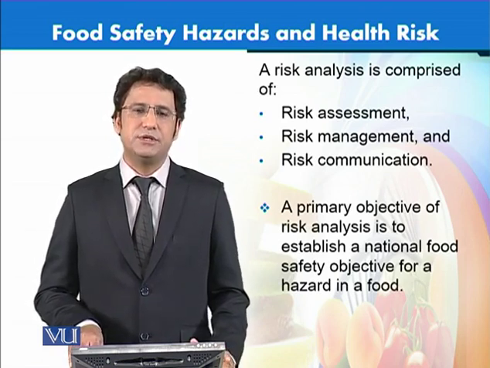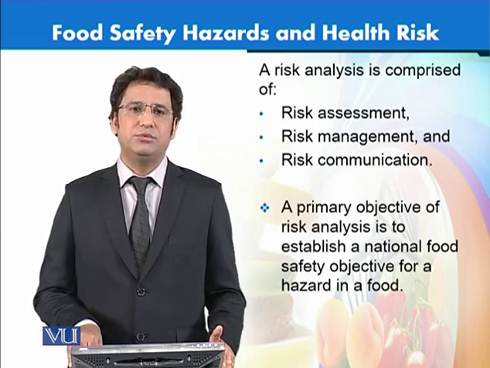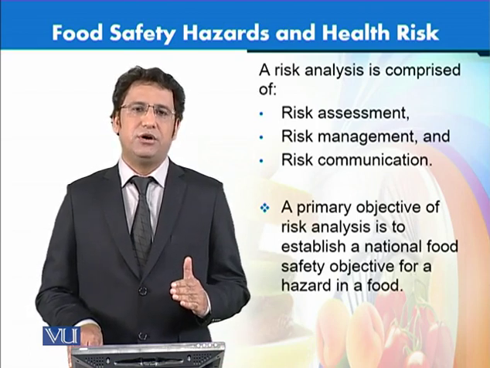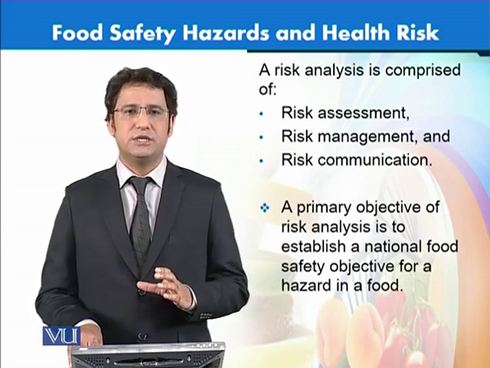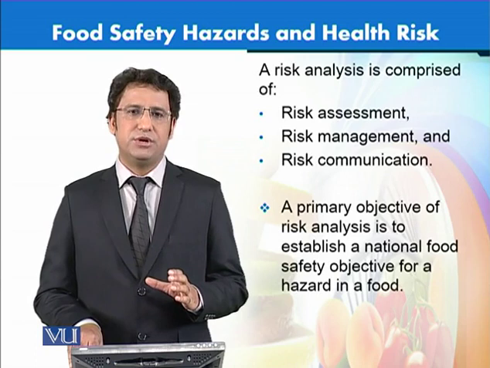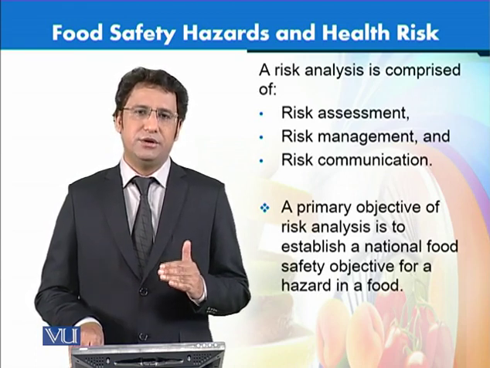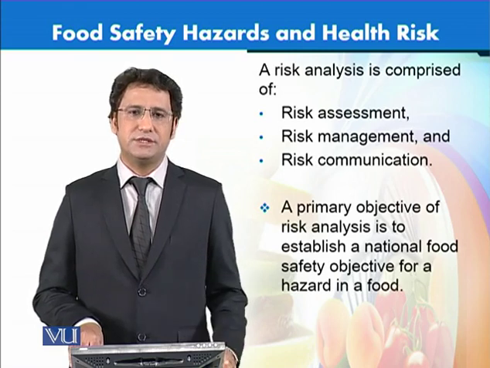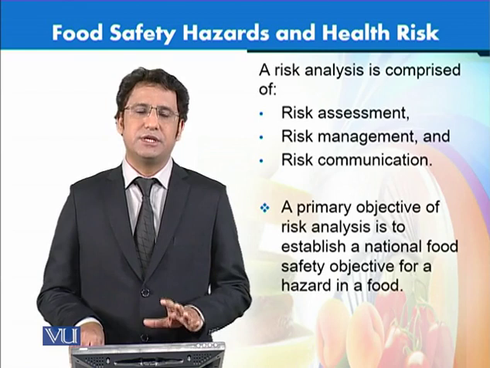The second step is risk management. That tells you how to minimize the risk, or how to maintain that risk within the specified boundaries, so that it does not cause any harm. It includes all kinds of practices that can reduce the occurrence of that hazard in food above a certain level. And the third step is risk communication.